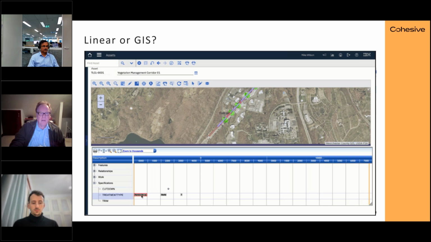There's a typical view of, at the bottom, the EAM system's view of the linear asset, and at the top, you've got the GIS view. Okay, so those are the thoughts about that.